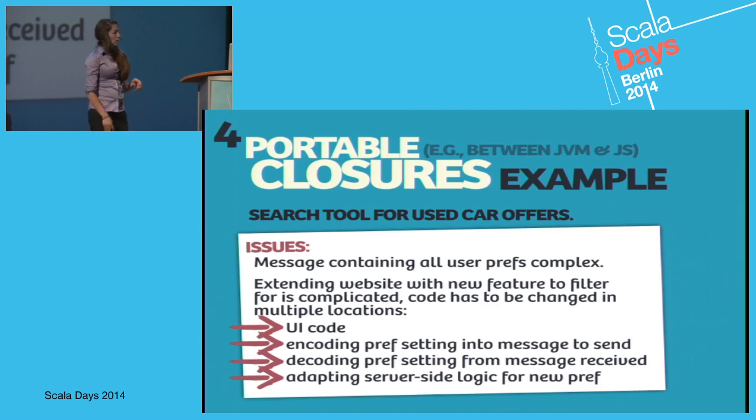Some things here could be simplified. Messages might have a lot of filtering constraints inside of them, or selectors in this UI might get a little bit complex, which makes it harder if you want to add something, say, filtering also by the number of owners the car has. If you want to add new features to this filter, you might have to change code in multiple places: not only the UI, but also the sending of this data back and forth to the server, and then adapting the logic for this new preference on the server side. So there are a few places that you have to touch.